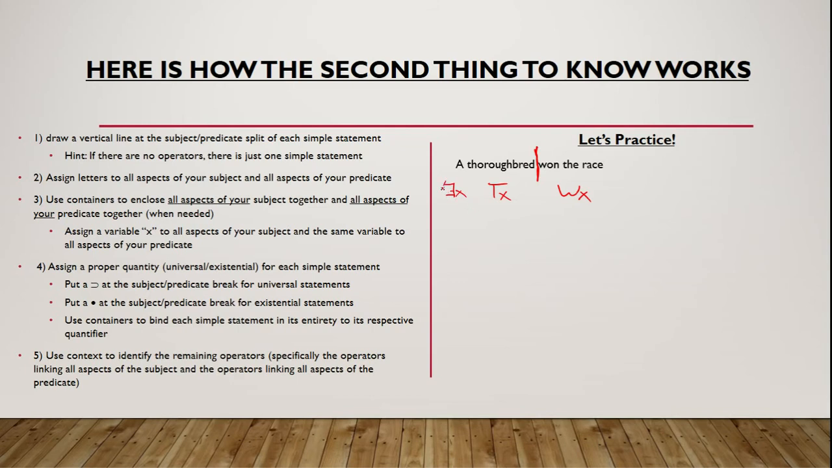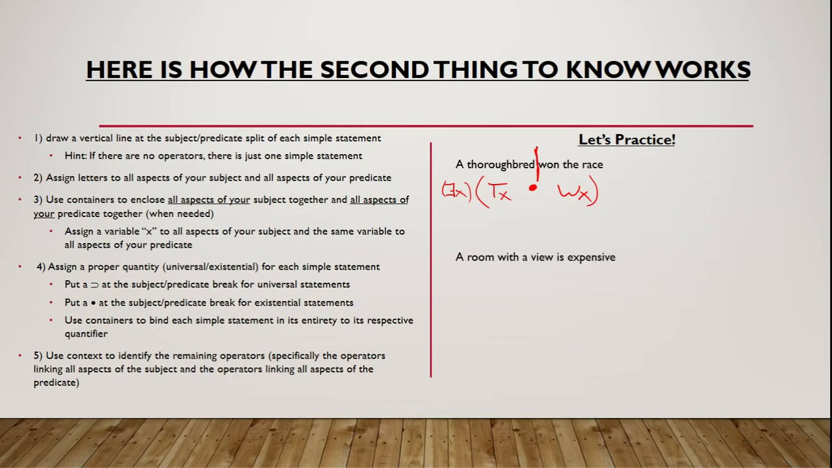Put a horseshoe at the subject predicate break for universal statements. Put a dot at the subject predicate break for existential statements. So this one is going to be a dot because it's an existential statement. We're putting that at the subject predicate break. And then we're going to use containers to bind each simple statement in its entirety to its respective quantifier. And we're done. Five, use context to identify the remaining operators, specifically the operators linking all aspects of the subject and operators linking all aspects of the predicate, but we don't have any that are needed there, so we're done. All right, next one.